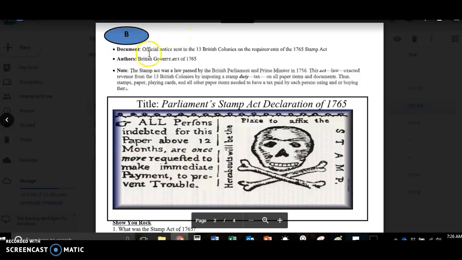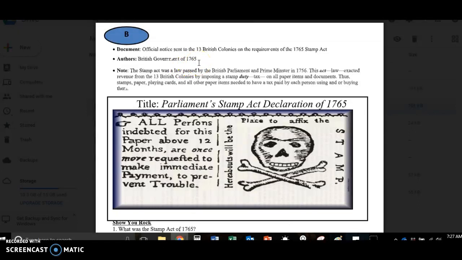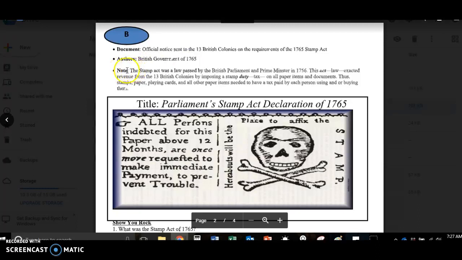This document is an official notice sent to the 13 British colonies. It is advising the colonists that there is a requirement to follow the 1765 Stamp Act. This document was created by the British government of 1765. Now, if you don't know what the 1765 Stamp Act was, let's take a look at the note. The Stamp Act was a law passed by the British Parliament and Prime Minister, so the British government, in 1756.